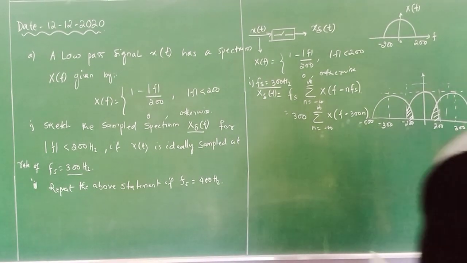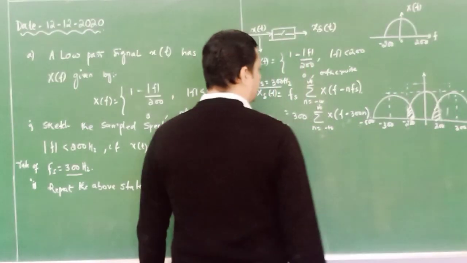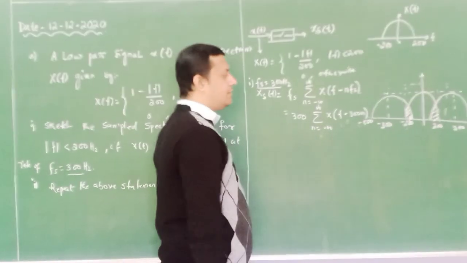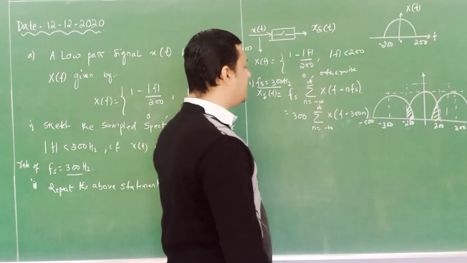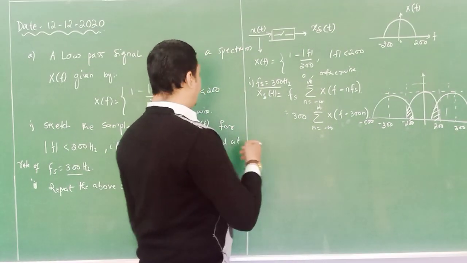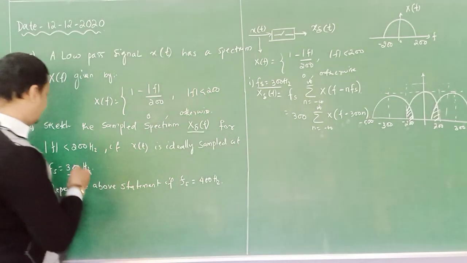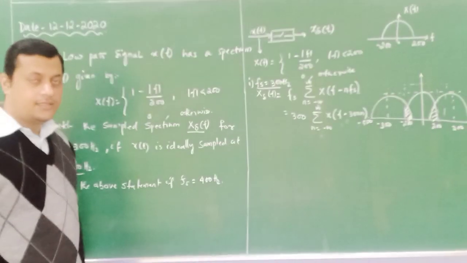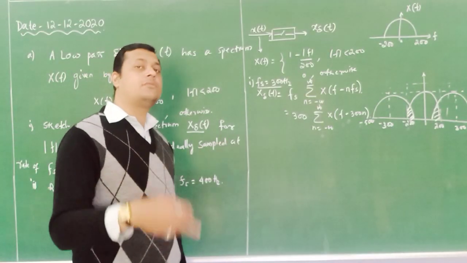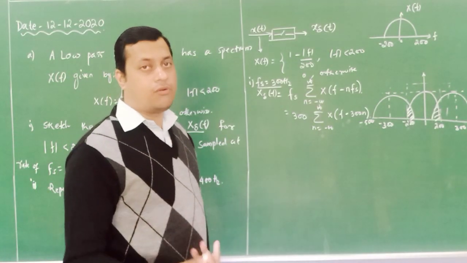And one more important thing. Now, here the bandwidth needs to be satisfied. So what is the bandwidth? The bandwidth is, as my modulating signal is 200 Hz. So what is the bandwidth of a modulated signal? The bandwidth is 2 into 200, that is 400.